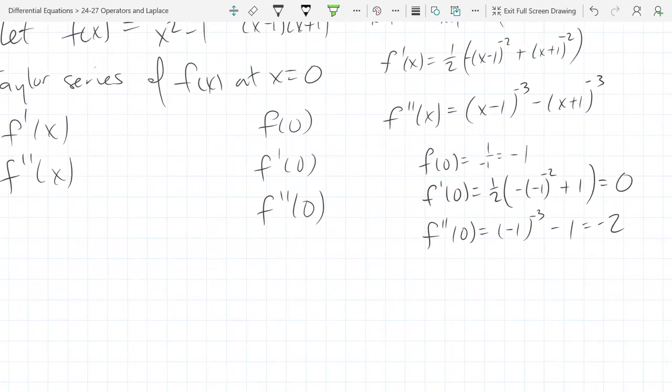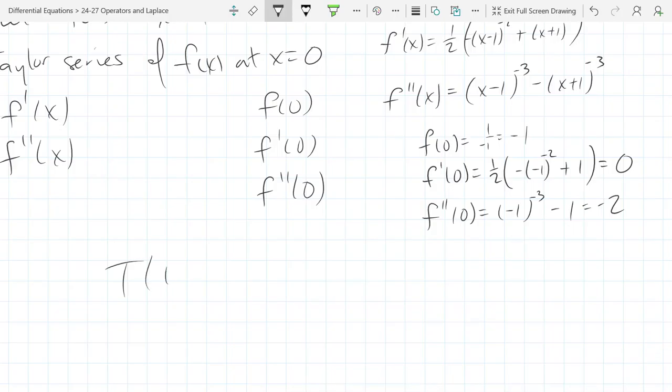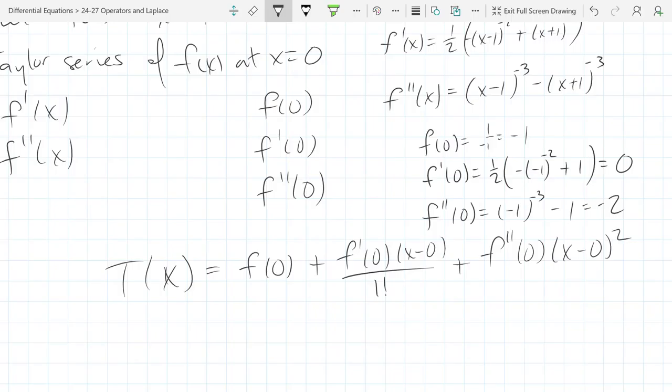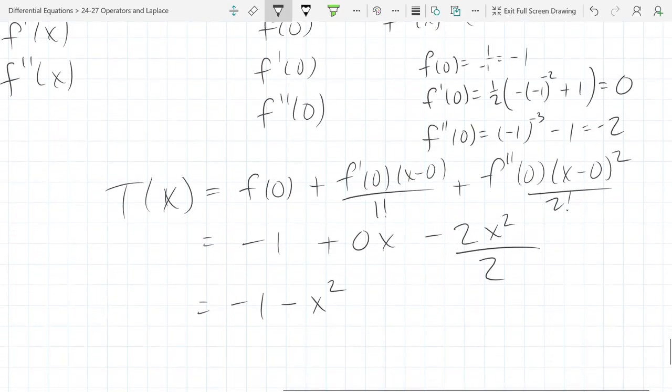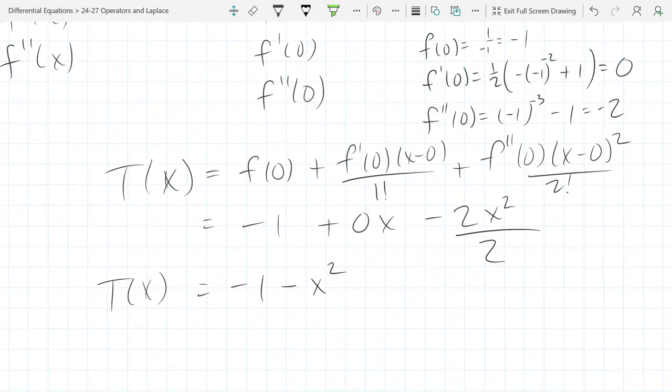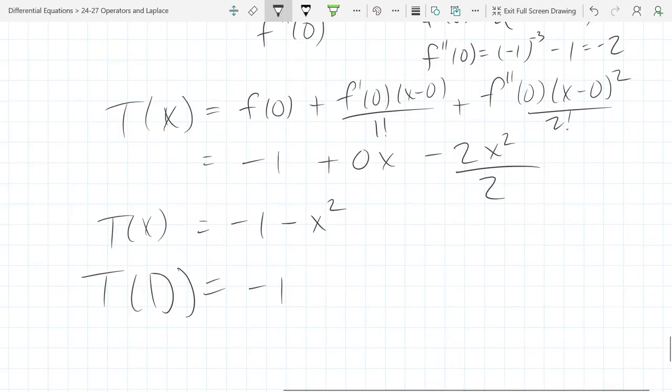There we go. Let's go ahead and plug in. I'm going to write the Taylor series of x first, and then I'll rewrite it with the Taylor series of d afterwards. So this goes f of 0 plus f prime of 0 over 1. We got negative 1 plus 0x minus 2 over 2 x squared, negative 1 minus x squared. So that's T of x. So any questions on the Taylor series up to degree 2? And of course, I really want the Taylor series of the variable d, so that's minus 1 minus d squared.